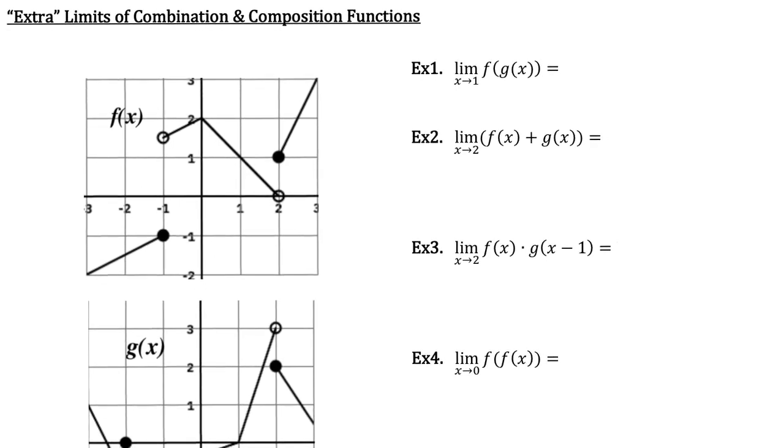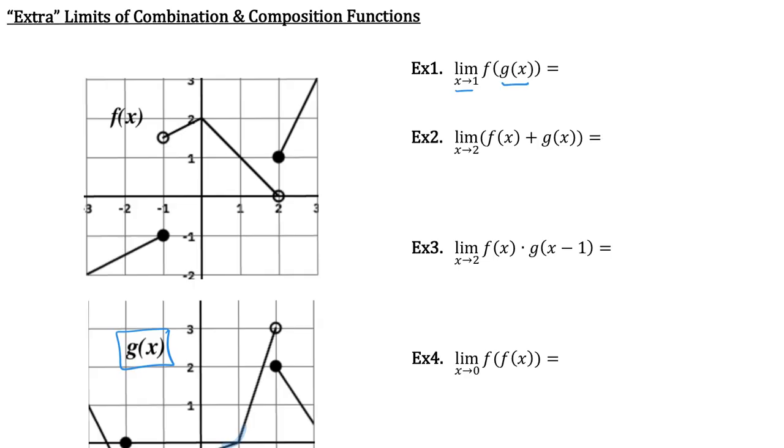It's the limit as x approaches 1 of f of g of x. So I'm going to apply the limit as x approaches 1 to the g of x. Which graph is g of x? This is the graph of g of x. Okay, so the limit as x approaches 1 is 0?